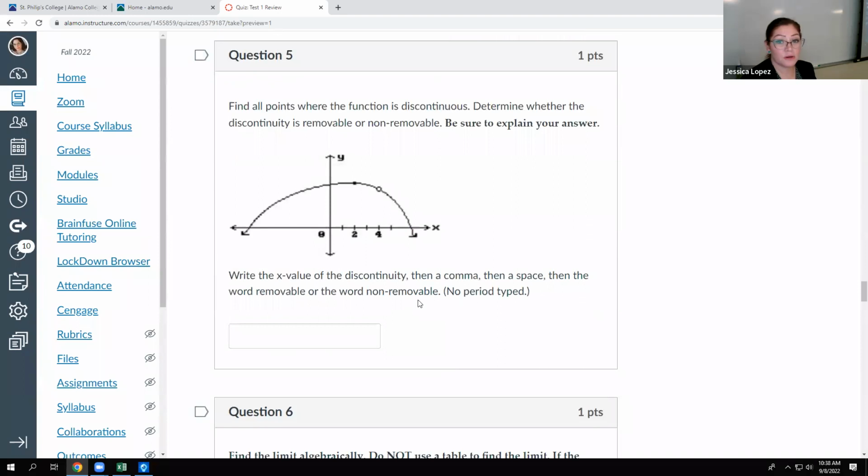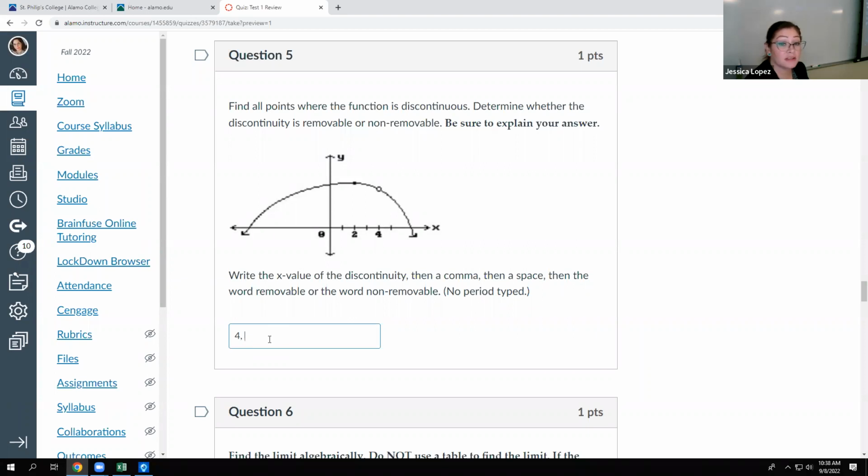Okay, here's another one that's pretty visual. And this one says, be sure to explain your answers. So it's asking you if there's a discontinuity. Is there a discontinuity? Where is it at? X equal to 4. You're right. And it says, write the X value of the discontinuity, just the X value, so 4. On your paper, though, why is it a discontinuity? Because it's a hole, exactly.